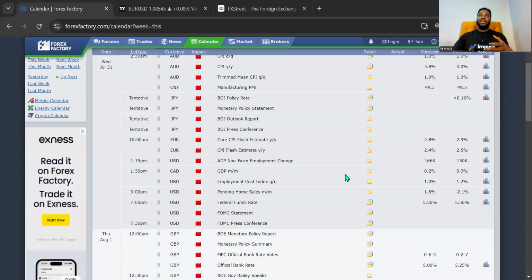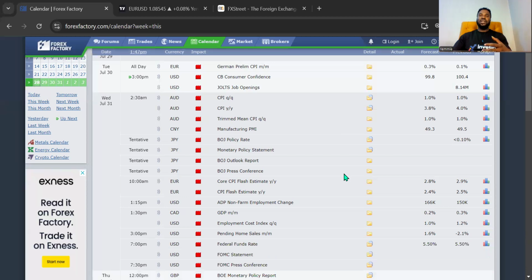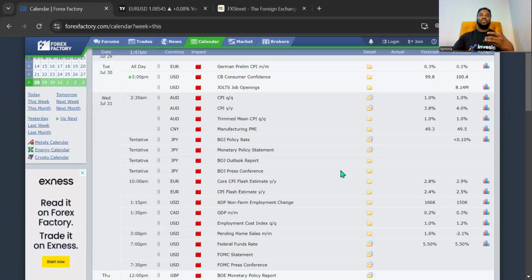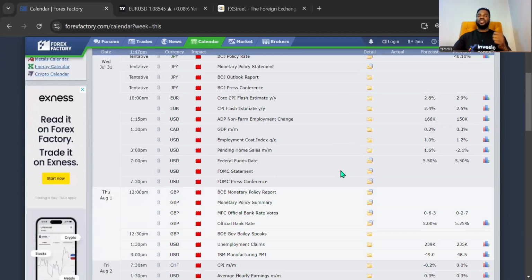This has a lot to do with how we're going to navigate through the DXY on that same Tuesday. On Wednesday, we have most of the high impact news in the market, which are the red folders, starting from the Australian dollar to the Chinese yuan, to the Japanese yen, to the euro, to the Canadian dollar. We have this news coming up from 2:30 a.m. Nigerian time to 7:30 p.m. Nigerian time.